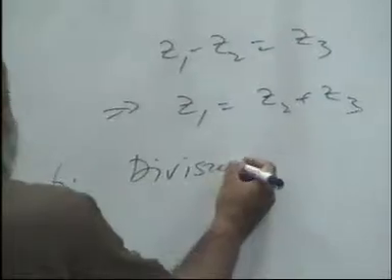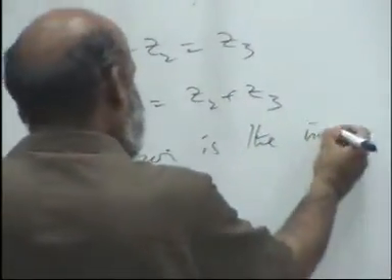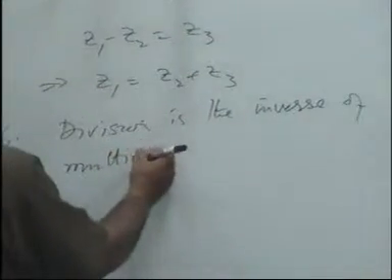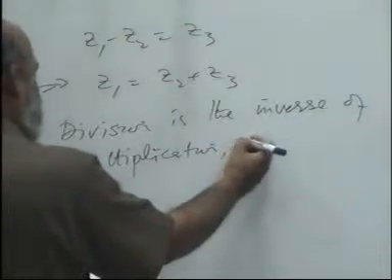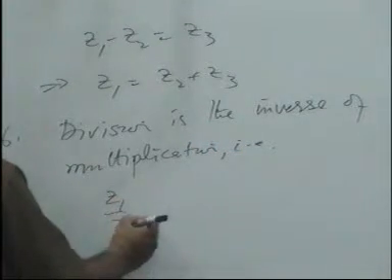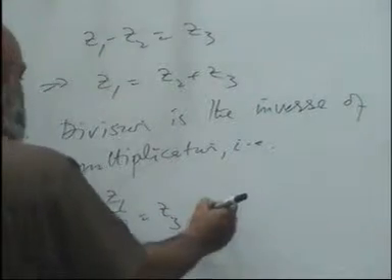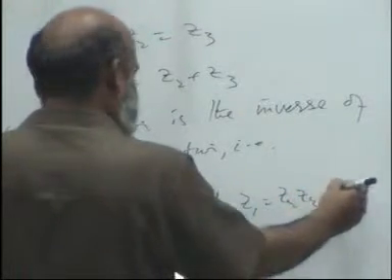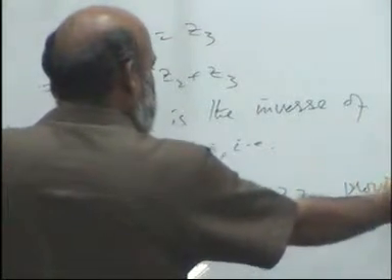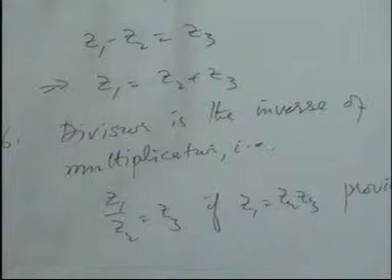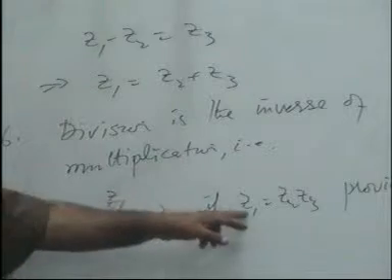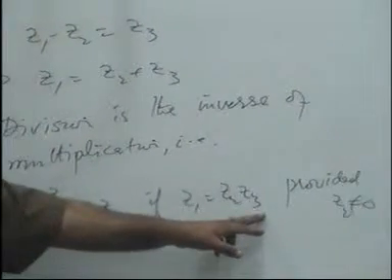Division is the inverse of multiplication. That is, Z1 over Z2 is equal to Z3 if Z1 is equal to Z2 and Z3, provided Z2 is not equal to 0. Provided Z2 is not equal to 0, then it is just Z1 divided by Z2 is equal to Z3. That means Z1 can be written as Z2 into Z3.